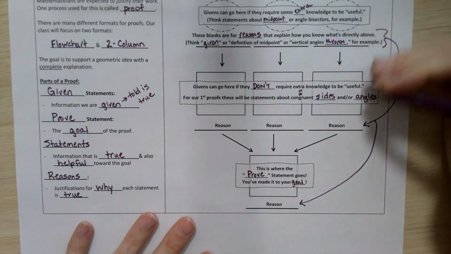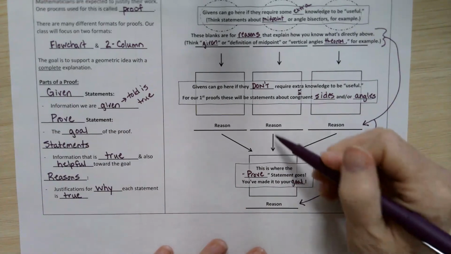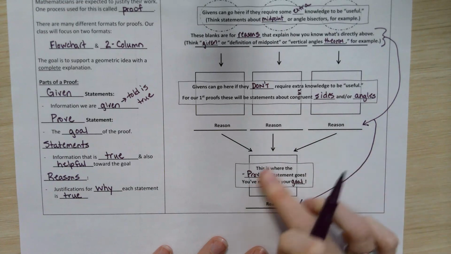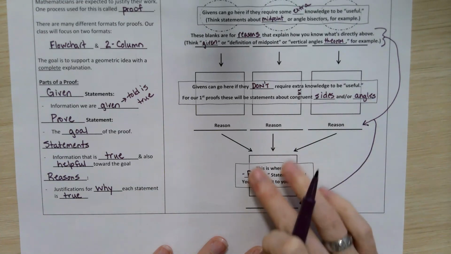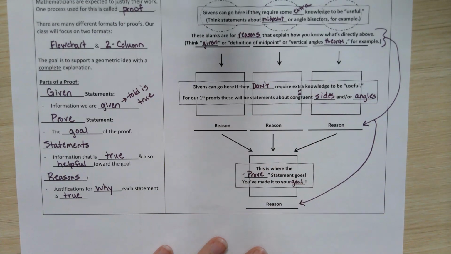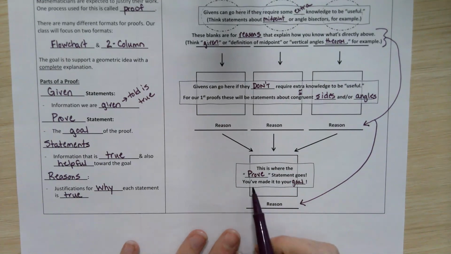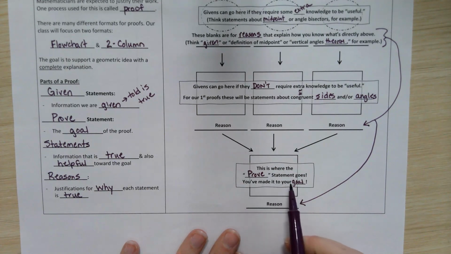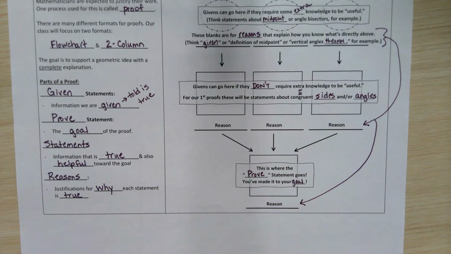All of these ideas combine together, they funnel down, and they create this new geometric fact that you were trying to prove. So for us, this is almost always about congruent triangles. So maybe triangle ABC is congruent to triangle DEF, and then your final reason will be side, side, side, or side, angle, side, or HL, or angle, side, angle, or angle, angle, side. All right, that's your first introduction to proofs.